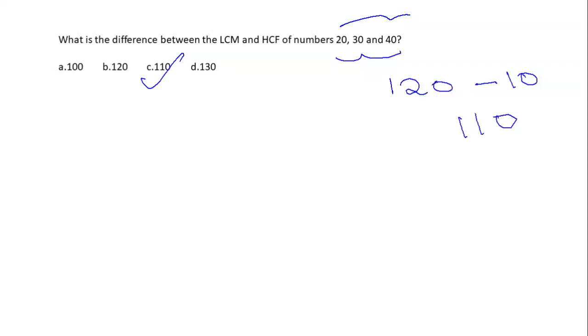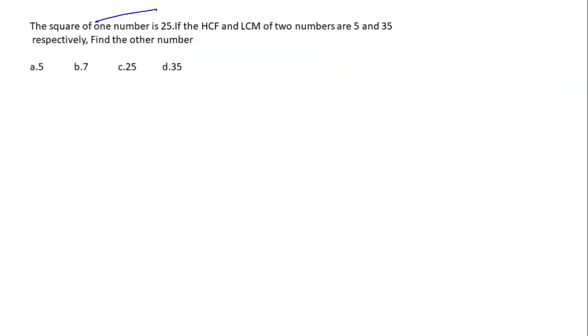Yes. Next question. The square of one number is 25. If the HCF and LCM of the two numbers are 5 and 35 respectively, find the other number. It's obvious, right? If the square of one number is 25, the number is 5. HCF is 5, LCM is 35. If one of the numbers is 5, the other number is given already here. So it is 35. Clear? The answer is 35. Next question.